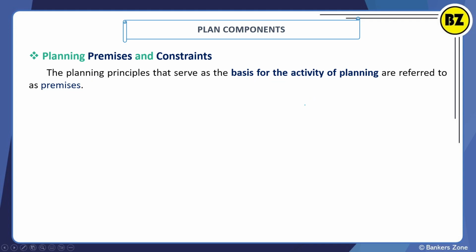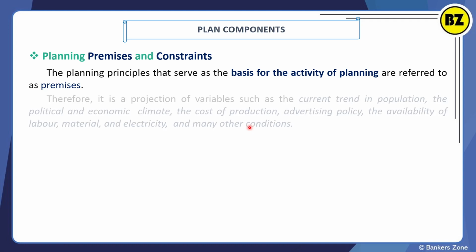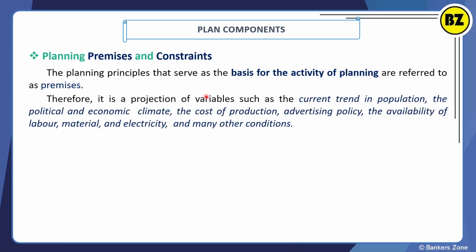Now see here, friends, it is a projection of variables such as the current trend in the population, the political and economic climate, the cost of production, advertising policy, availability of labor or material or electricity, and many other conditions. So what are the variables in businesses? What is the current trend in the population, what is the political and economic situation, what is the cost of production, what is the advertisement policy of any company, and whether labor, material and electricity are available. These are the premises.